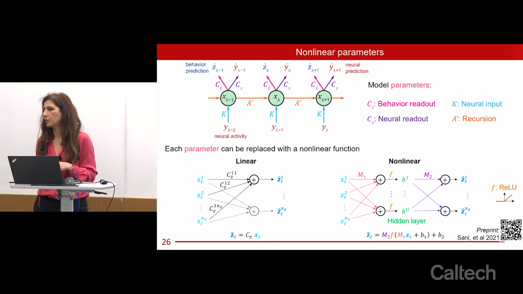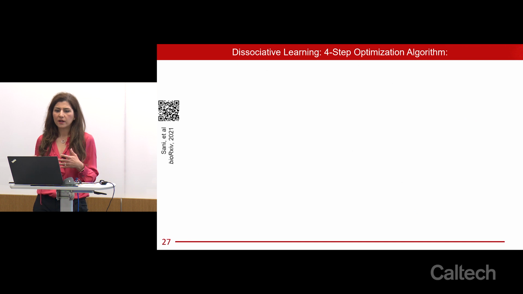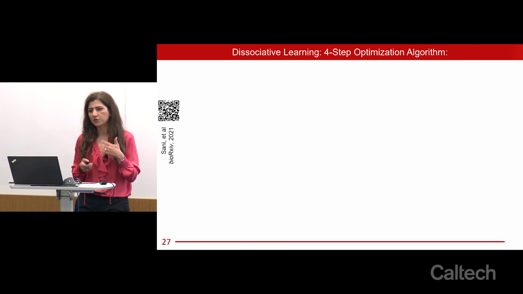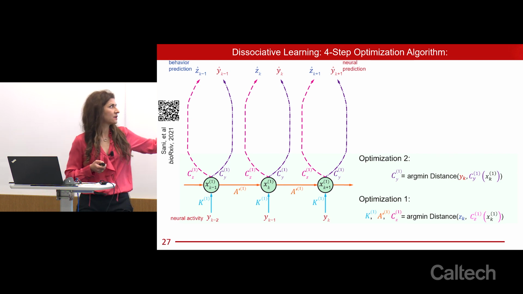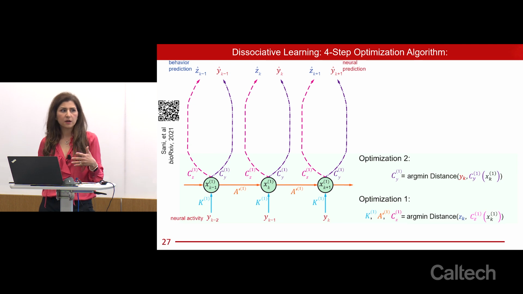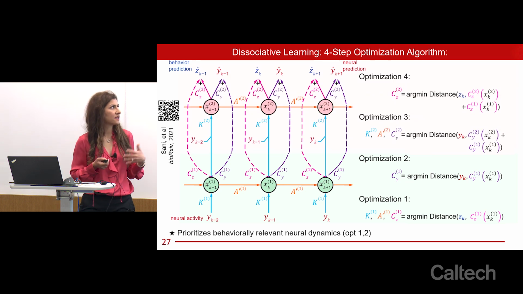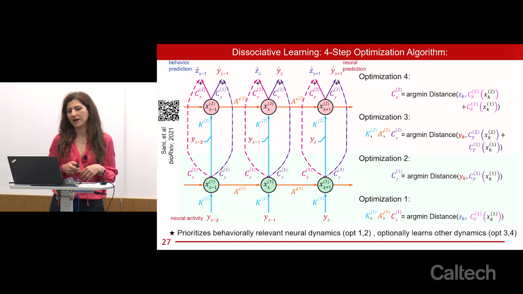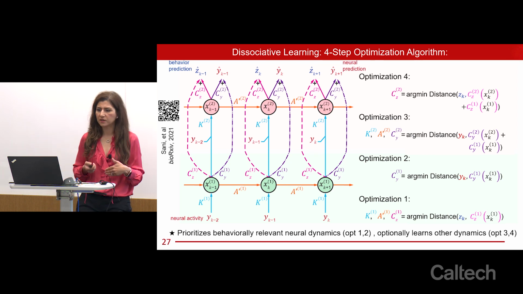How do we learn this model jointly with neural behavioral data in a manner that dissociates behaviorally relevant dynamics? To allow this dissociation, we came up with a 4-step optimization algorithm. In the first 2 steps, we'll learn the behaviorally relevant latent states and their mapping to neural and behavioral data by essentially optimizing the prediction of behavior. And then in the last 2 steps, we find the other latent states by optimizing prediction of neural activity. And again, in the afternoon session, I'll go into the details of this optimization.